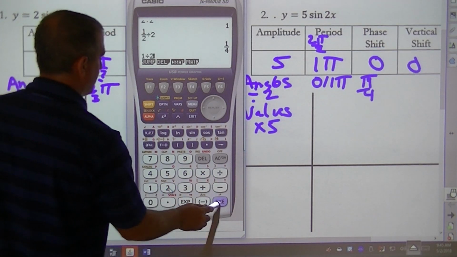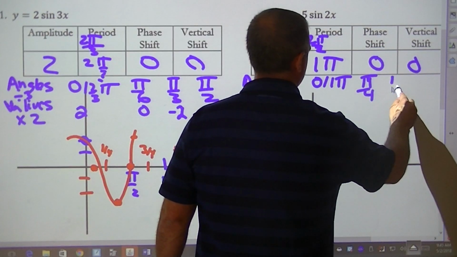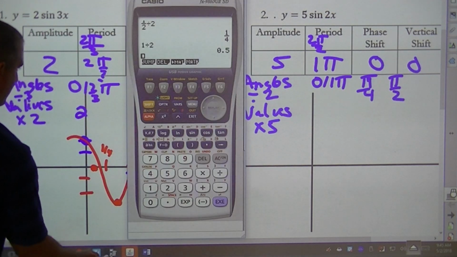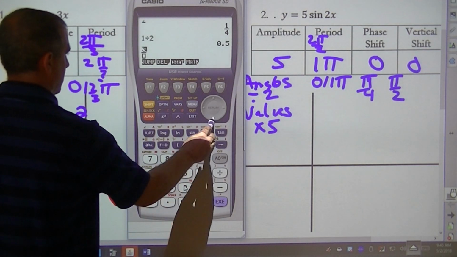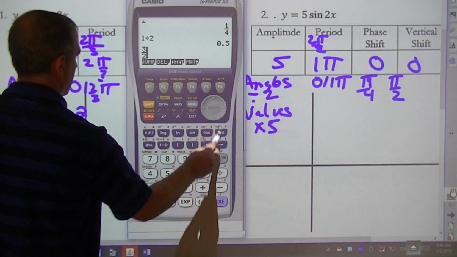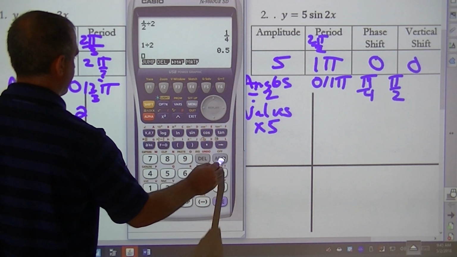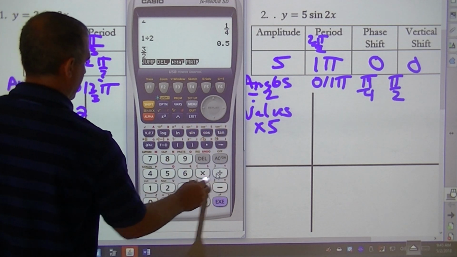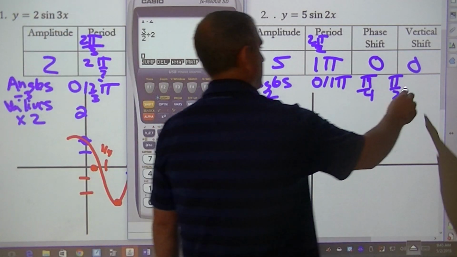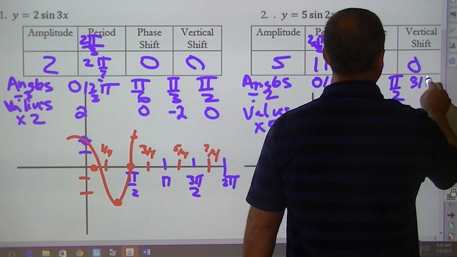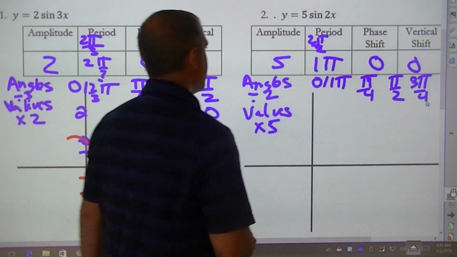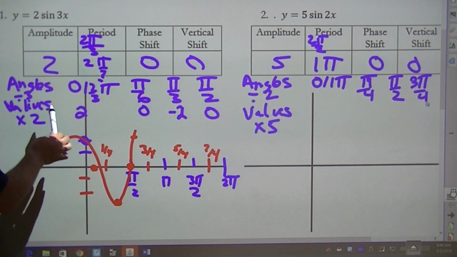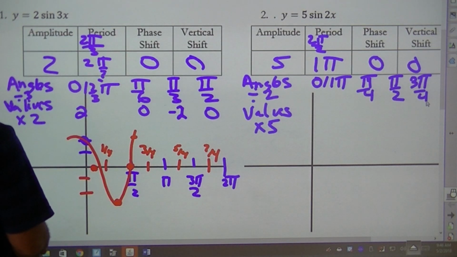1 pi divided by 2 is 1/2. And then 3 pi over 2 divided by 2 is 3/4. For the values, we're dealing with sine again, so it's very similar. I'm going to multiply all of those.